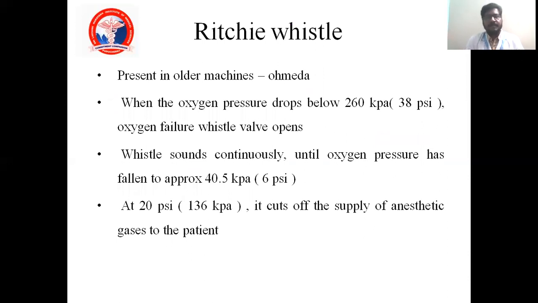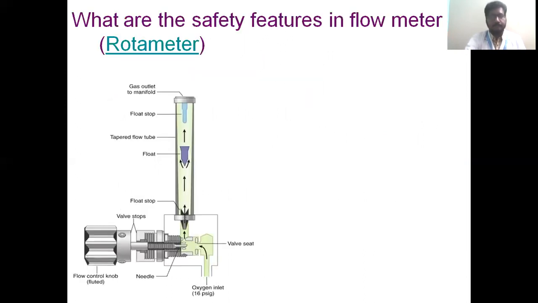Then next, coming to the Ritchie whistle. The Ritchie whistle is present in older machines like the Datex Omega. When the oxygen pressure drops below 38 psi, the oxygen failure whistle valve opens. The whistle sounds continuously until oxygen pressure has fallen to 6 psi. At 20 psi, it cuts off the supply of anesthesia gases to the patient to prevent hypoxic gas mixture.